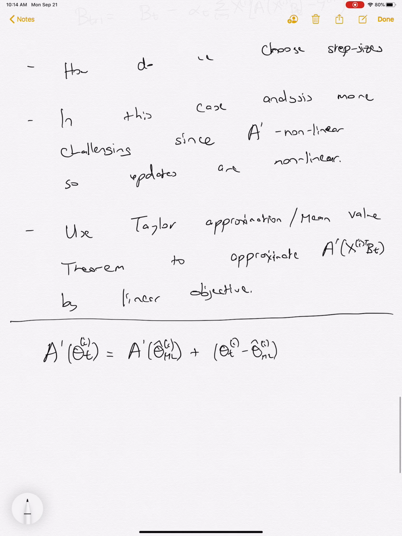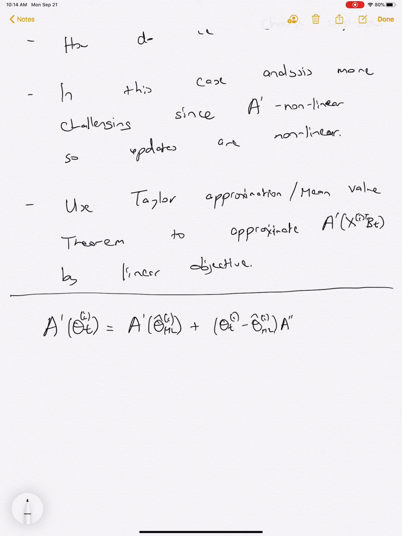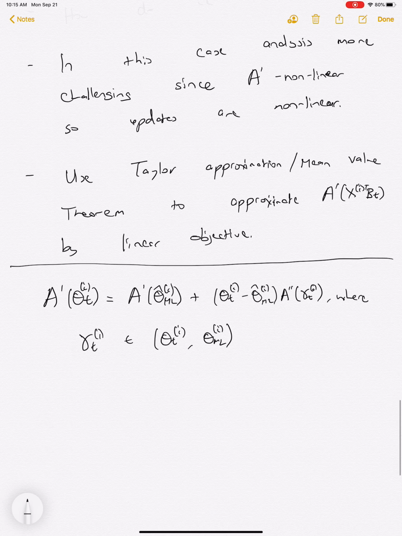So this is going to be theta t i minus theta hat ml i. And that's going to be multiplied by the double derivative now because we're doing a first order expansion. So when you take the derivative of a prime, you're going to get a double prime. And then we're going to get this term gamma t of i, where we know that gamma t of i lies somewhere between theta t of i and theta hat ml of i. So it's going to lie somewhere in these points.